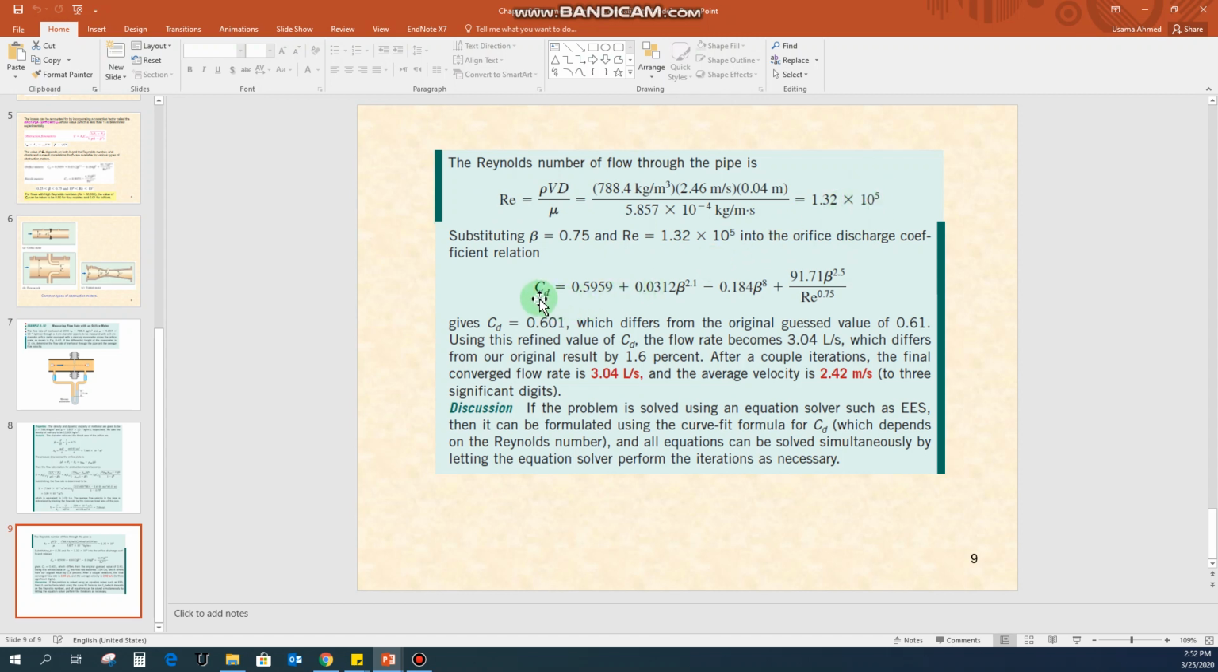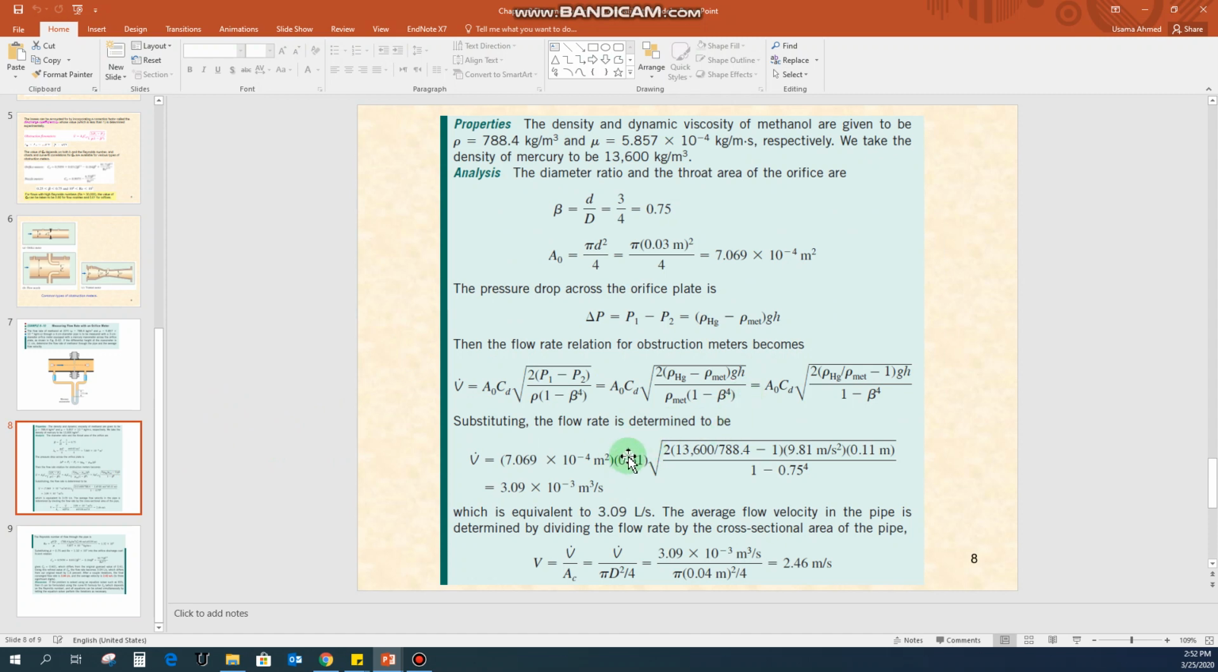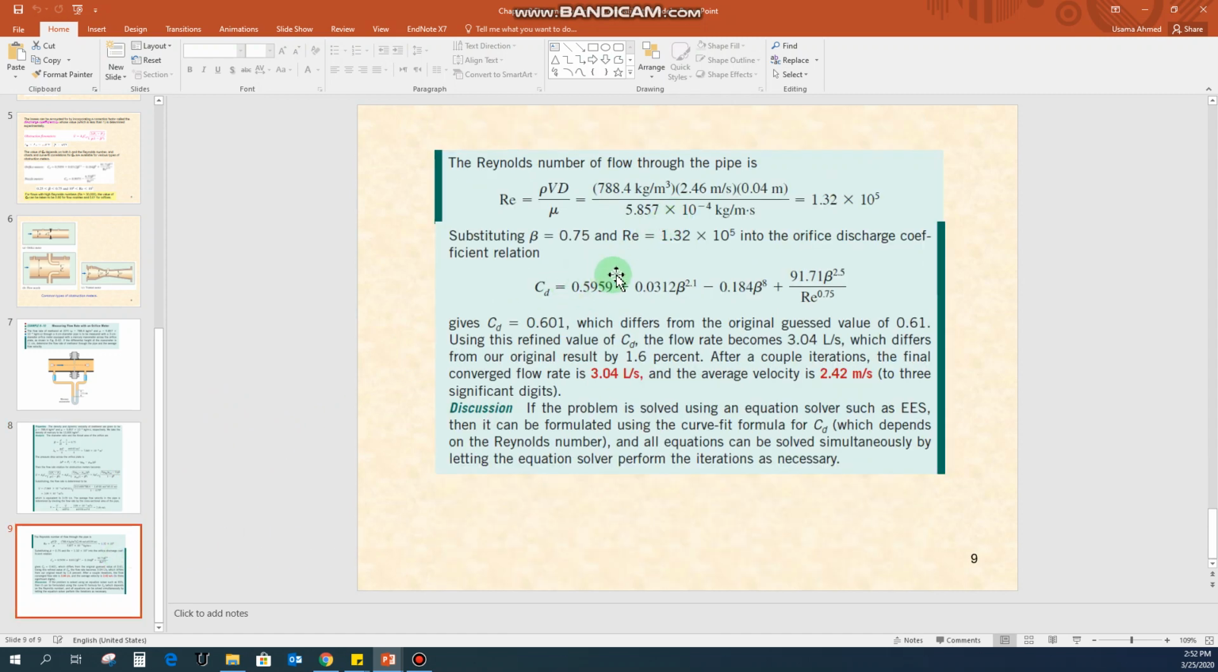And then we will use the equation for the orifice meter to get the value for the discharge coefficient. Now you will put the values here. Beta value you can get from the ratio of the small d to the capital D, and the Reynolds number that you just calculated. So you will put the values in this equation to get the new value for the discharge coefficient for the orifice. Earlier we used the value of 0.61, but using the equation for this orifice meter, we get a new value for the discharge coefficient, 0.601, which is slightly lower than the value that we used earlier.